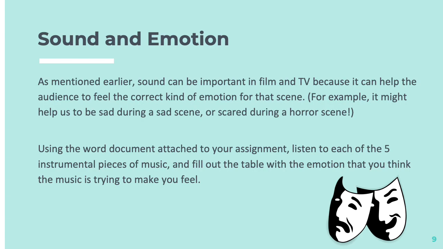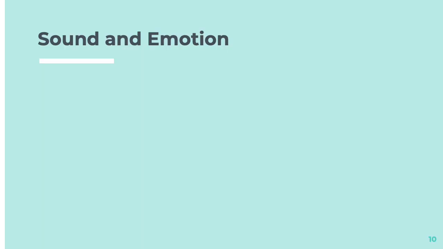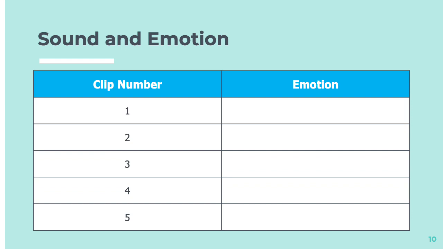Okay, so this is what the table looks like for that task. You can listen to clips 1 through 5 and then write in what kind of emotion you think you're supposed to be feeling. That one might take you a little while, but pause the video and give it a go now.